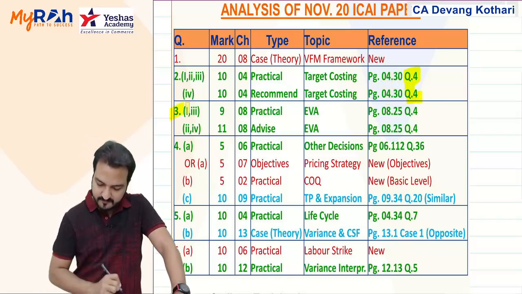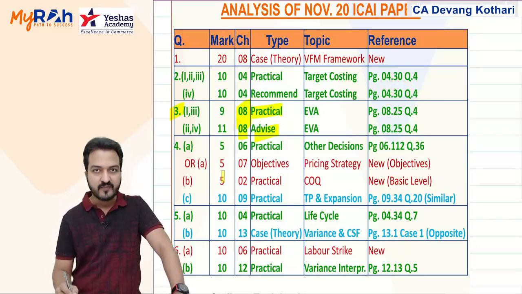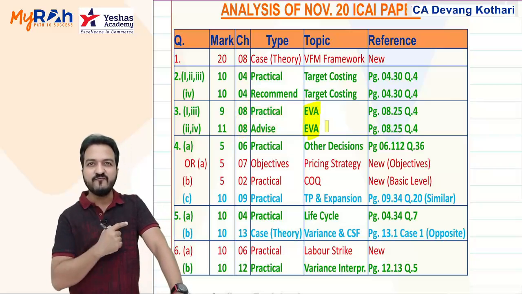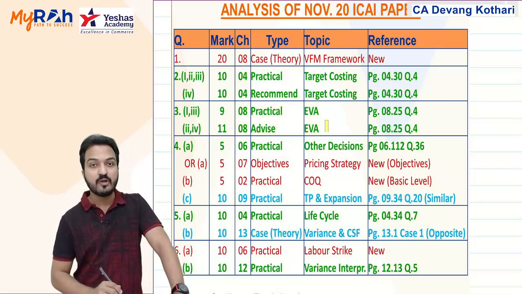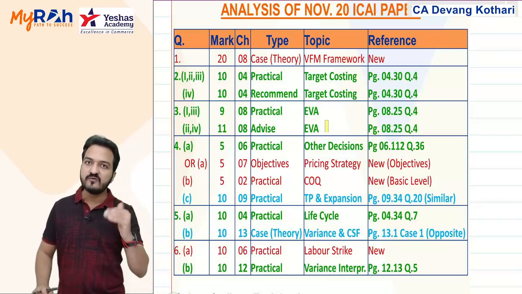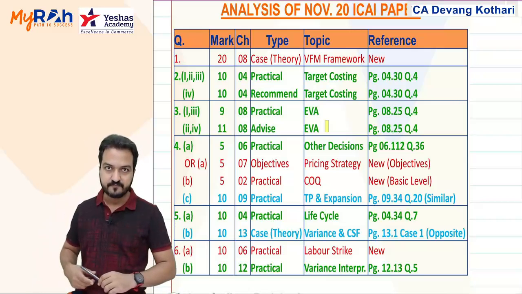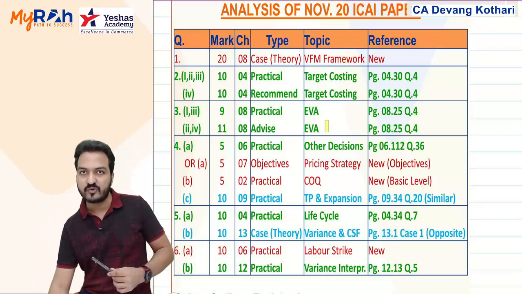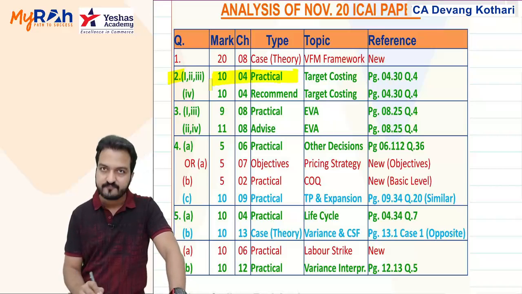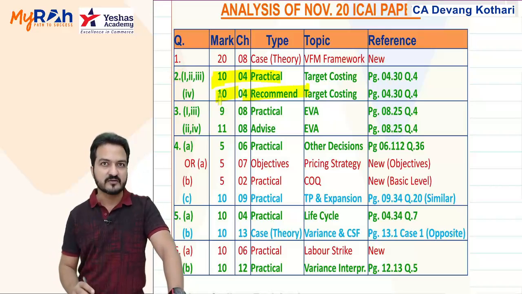Yes, question 3 was again from chapter 8. It was a practical question, and that was regarding economic value added. You notice that in every practical question, it will not ask you only calculation. Every practical question will always also ask you to give some advice or some recommendation. And you notice in question 2 and in question 3, both the places, look, in question 2, the calculation part was only 10 marks, and the recommendation was another whole 10 marks.